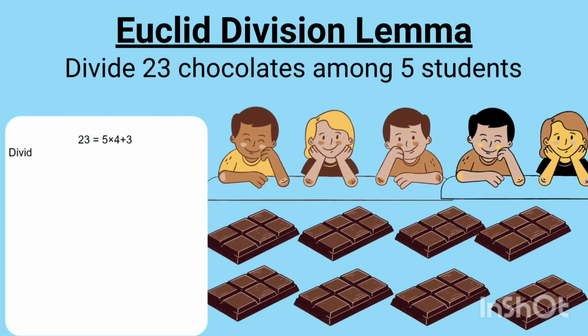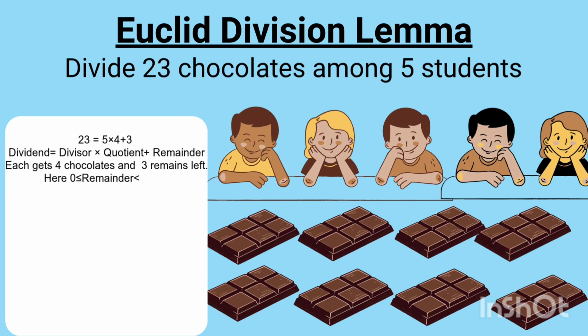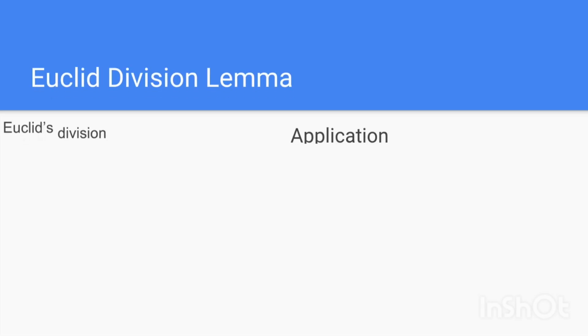Now here comes Euclid division lemma. Divide 23 chocolates among 5 students. 23 equals 5 multiplied by 4 plus 3. Dividend equals divisor into quotient plus remainder. Each gets 4 chocolates and 3 remain left.